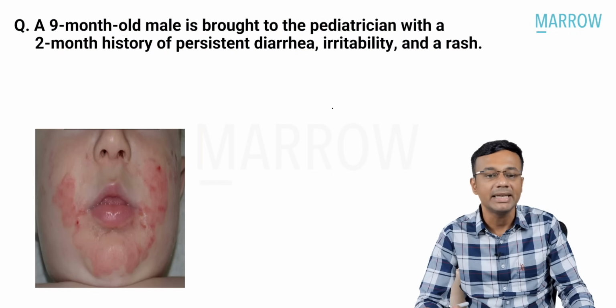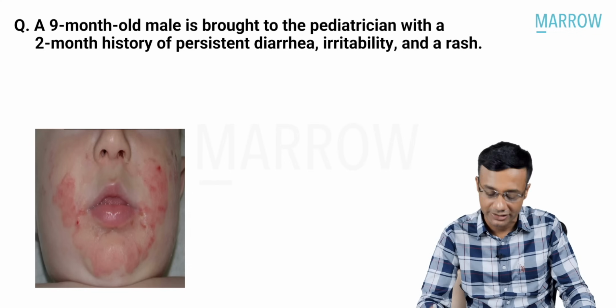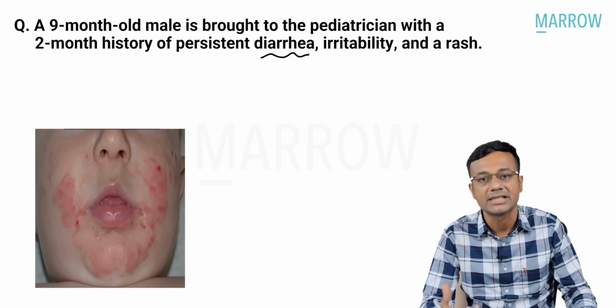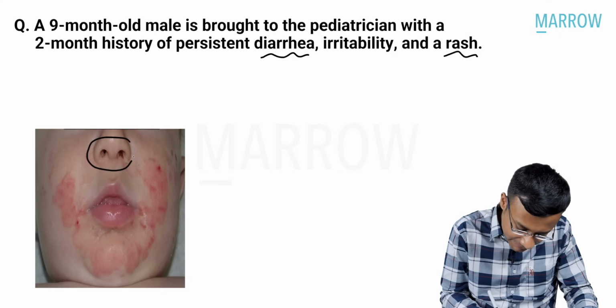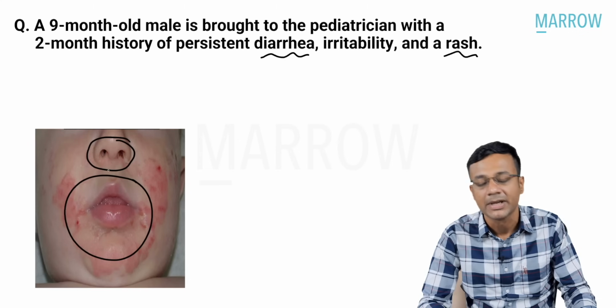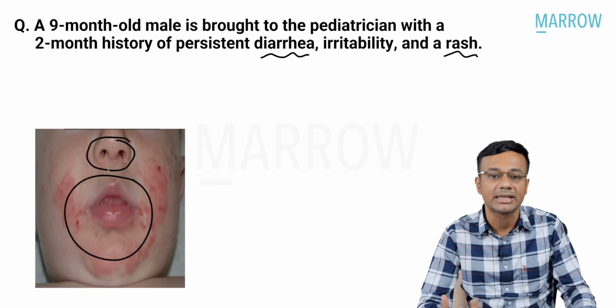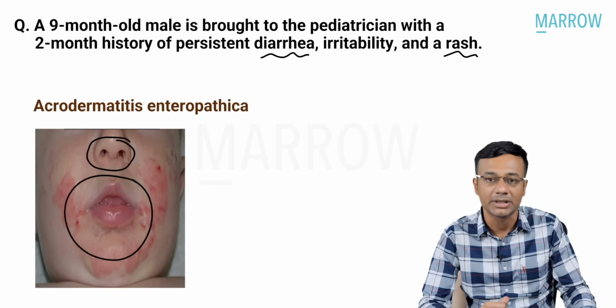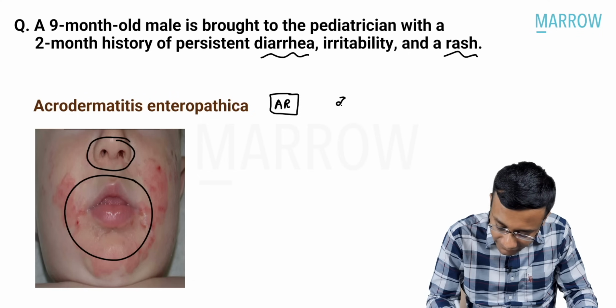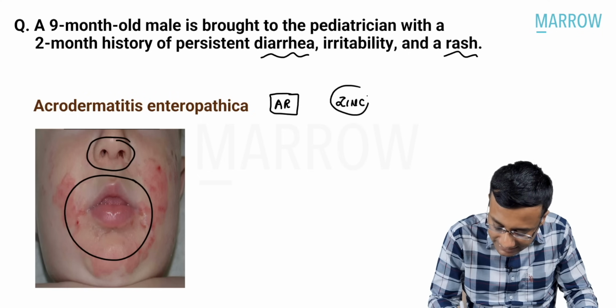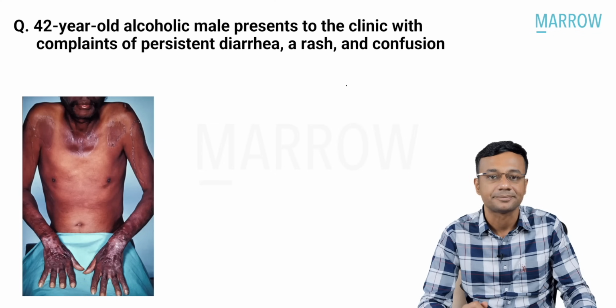A 9-month-old male is brought to the pediatrician with a 2-month history of persistent diarrhea, irritability, and a rash. So there is diarrhea, which tells us there is GI involvement, and there is a rash. If you look at the rash, it is perinasal and perioral. So once you have a periorificial dermatitis associated with diarrhea, we think of acrodermatitis enteropathica, which is an autosomal recessive disorder where there is defective transport of zinc at the intestinal level.